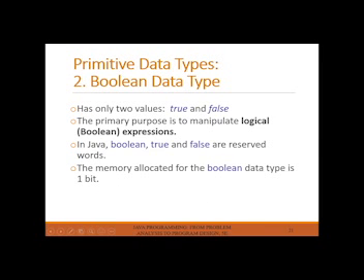And now let us go to the second primitive data type, which is the Boolean data type. A Boolean data type has only two values, true and false. The primary purpose is to manipulate logical or Boolean expressions. In Java, Boolean, true and false are reserved words. The memory allocated for the Boolean data type is 1 bit.